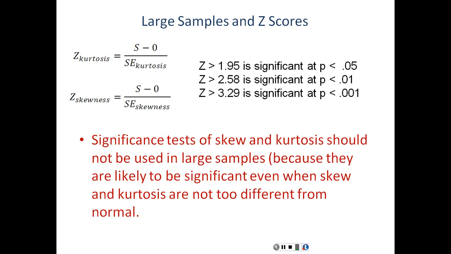So significant tests of skew and kurtosis should not be used in large samples because they are likely to be significant even when skew and kurtosis are not too different from normal. Your book indicates large sample size is greater than 30. When I think of large sample size, I'm thinking of in the thousands, close to 1,000 or greater, because the larger that sample size is, those significant tests are going to be significant regardless, just because your samples are so large.